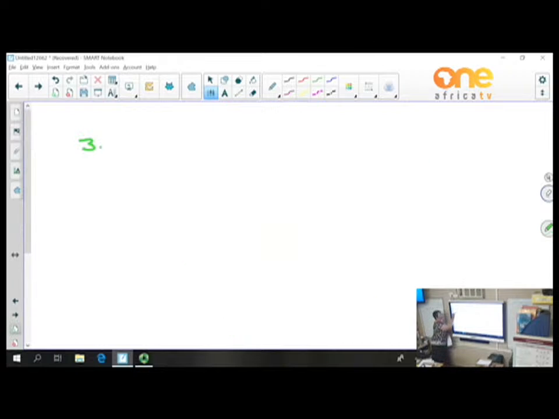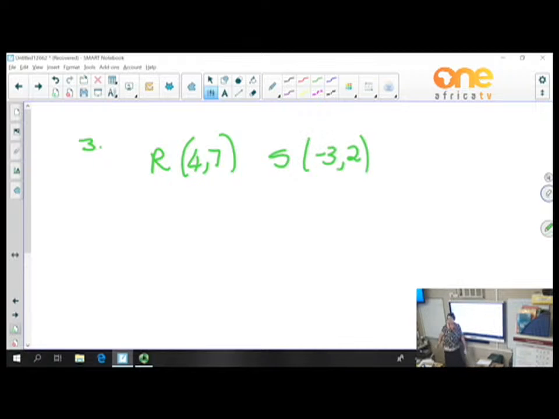Okay, and let's look at the last question, number 3 there. They also asked it in a very different way here. R is the point 4, 7. S is the point negative 3, 2. Okay, and now they want the third point T. That's what they want. But the information that they gave us is that RT is equal to ST. So the hint there at the bottom is let T be K0. So they say T is K0.